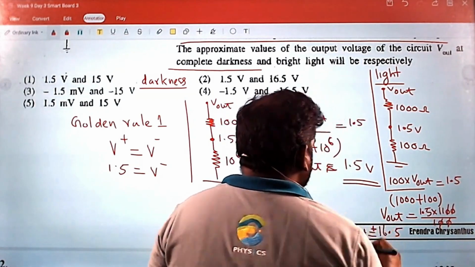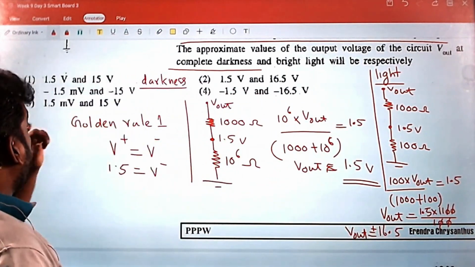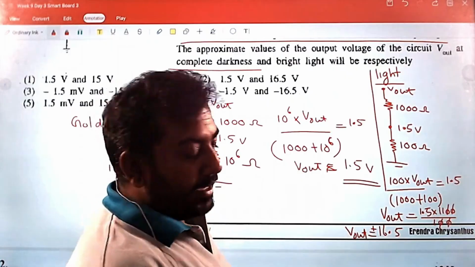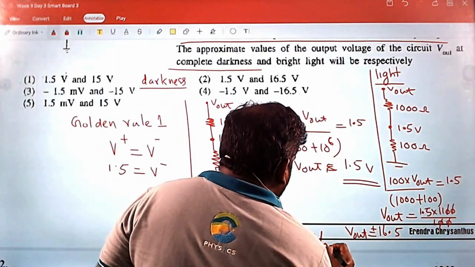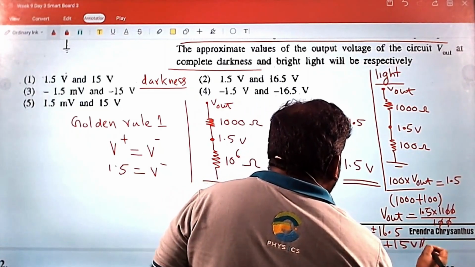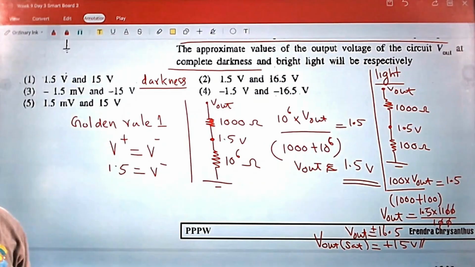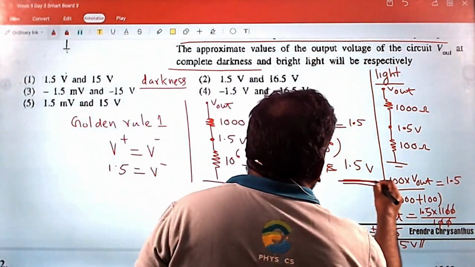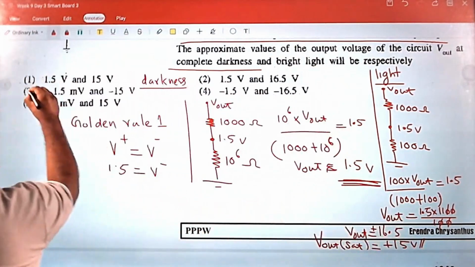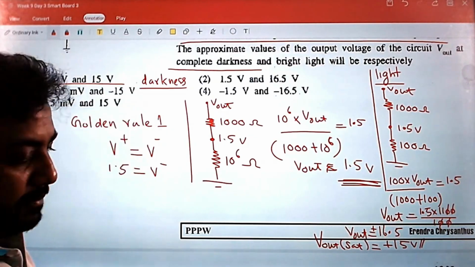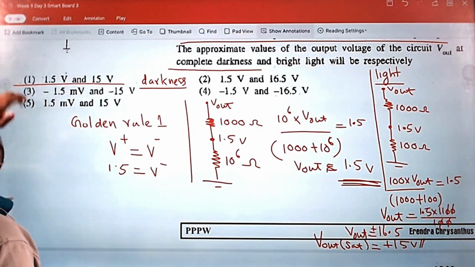So output voltage here would be beyond 16.5 volts, so the output will saturate at plus 15 volts. So the output voltages will be 1.5 and 15 volts, which means the correct answer is answer number 1. Okay, right.